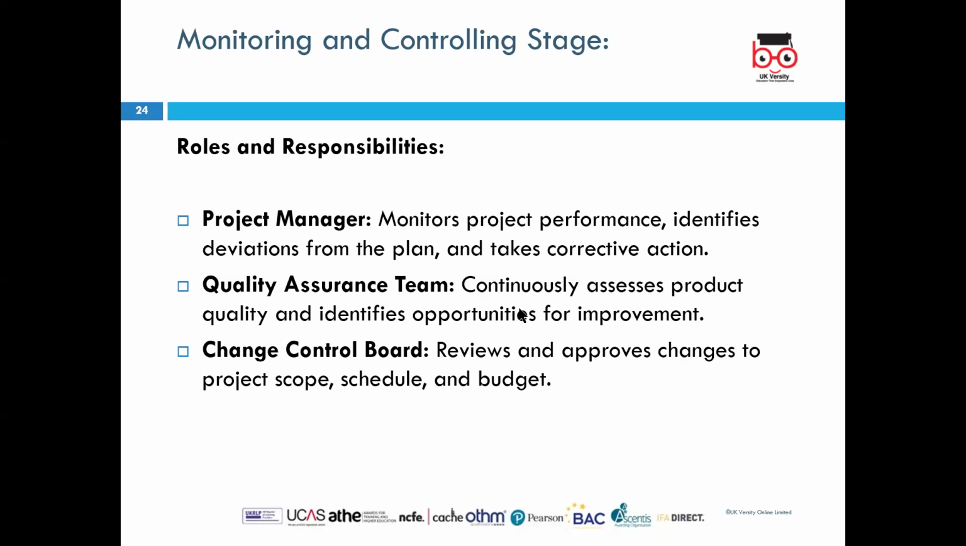When it comes to the monitoring and controlling stage, our project manager has to have the ability to monitor the project performance, identify the deviations from the plan, and take corrective action. Our QA team has to continuously assess the product quality and identify opportunities for improvement.